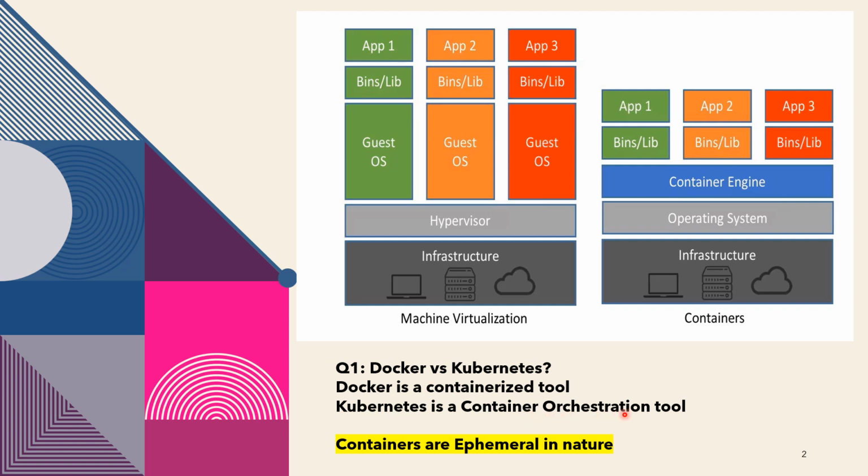But let's talk about what problems were there, and how we figured out that we have to move to Kubernetes. Before that, containers are ephemeral in nature. This is very important. Why? Because they die at any time and they revive at any time. Let me go to the next slide.